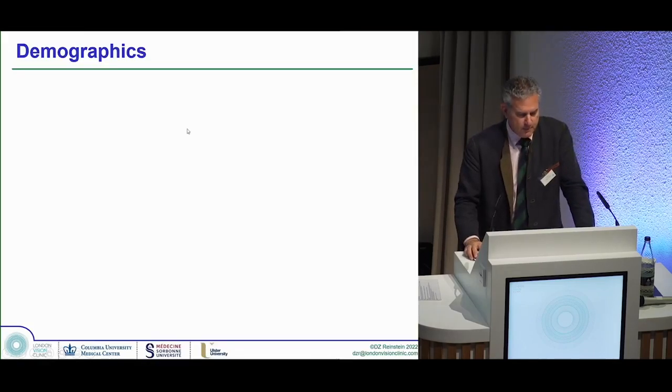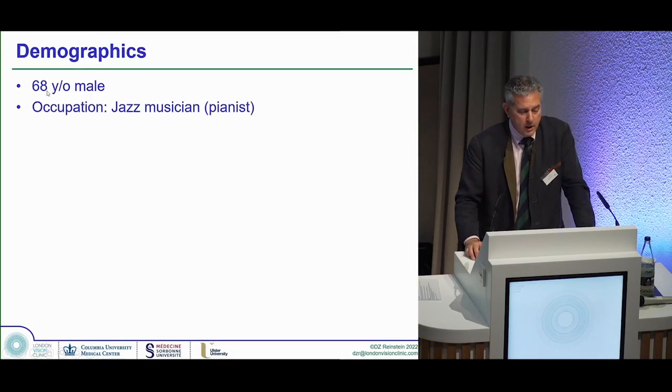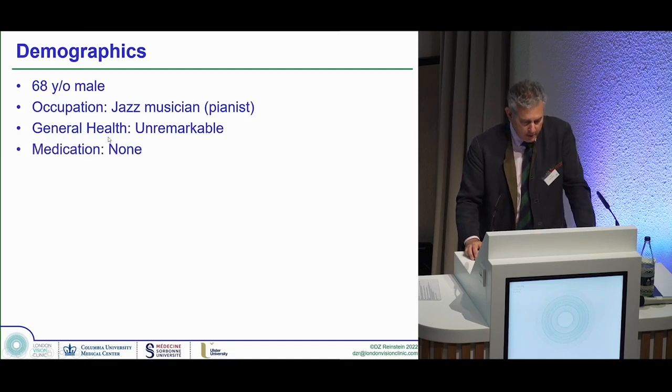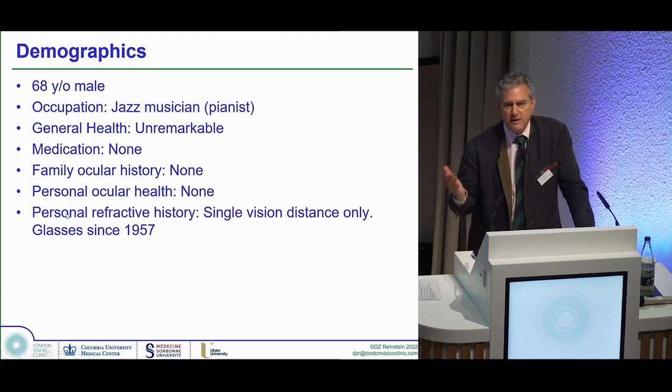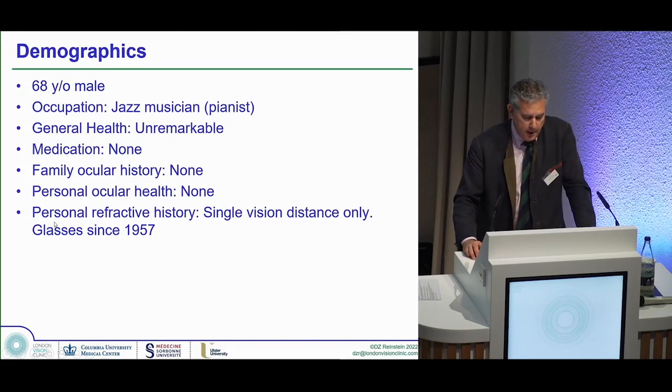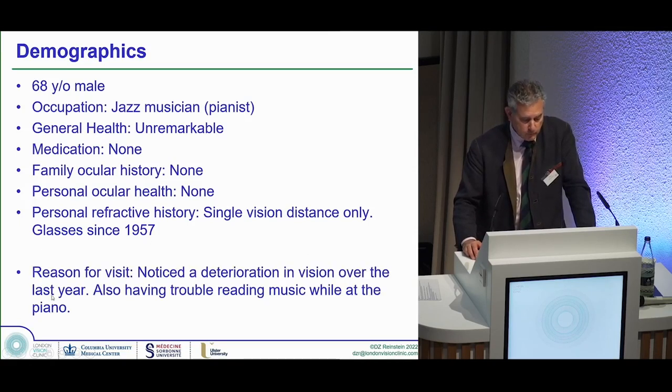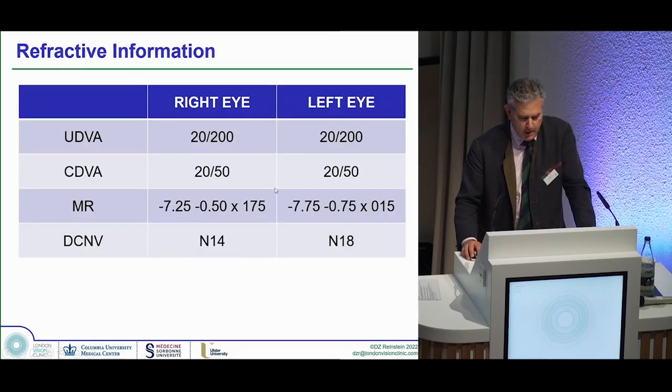And that's this. You've got your 68-year-old who's a jazz musician, good health, no medications, no family history, no ocular history except being -5 most of his life. Single distance vision only, glasses since 1957. Came in because he noticed a deterioration in his vision over the last year. Also, he's having a little trouble reading music while at the piano. His exam was best corrected 20/50, and he was wearing -5 glasses, but he was actually now -7.50 or -8 in the left eye. And so he had cataract.